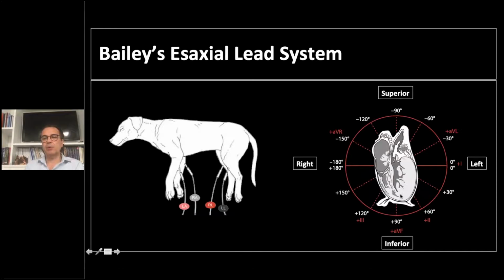Remember, in the dog, and we will talk about the anatomical differences in different morphotypes, but usually the left ventricle is placed inferiorly on the left, while the right ventricle is placed superiorly on the right. This is very important when we look at the 6 lead system. And then the atria: on top of the right atrium we have AVR, and on top of the left atrium we have AVL.